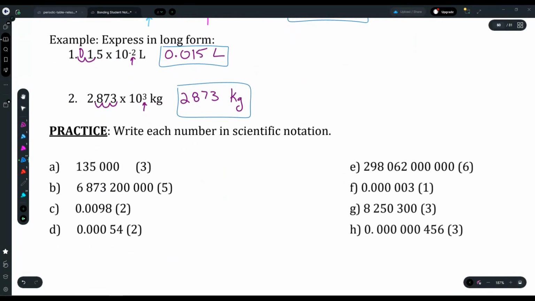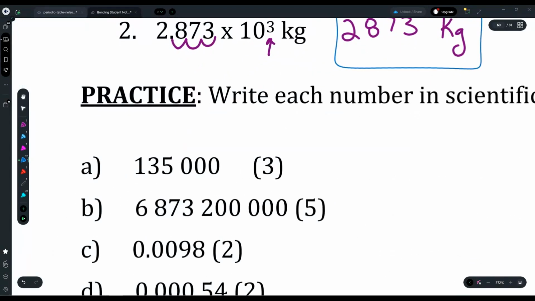Now, for some of these numbers, they don't have a decimal explicitly written, but what you can do is, if there is no decimal written explicitly in the number, it's just going to show up at the very end of the number.